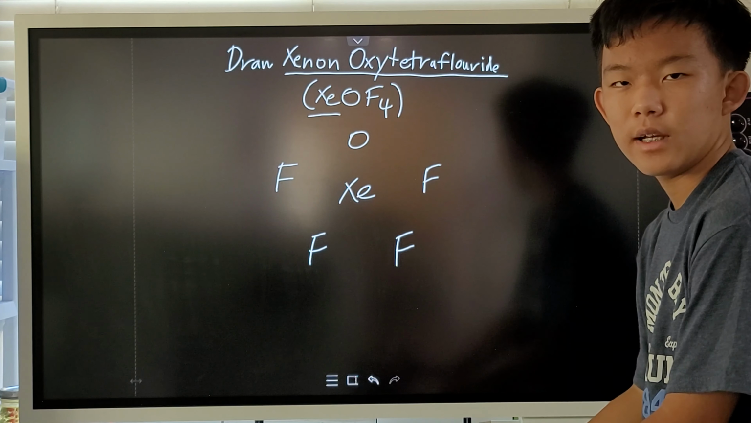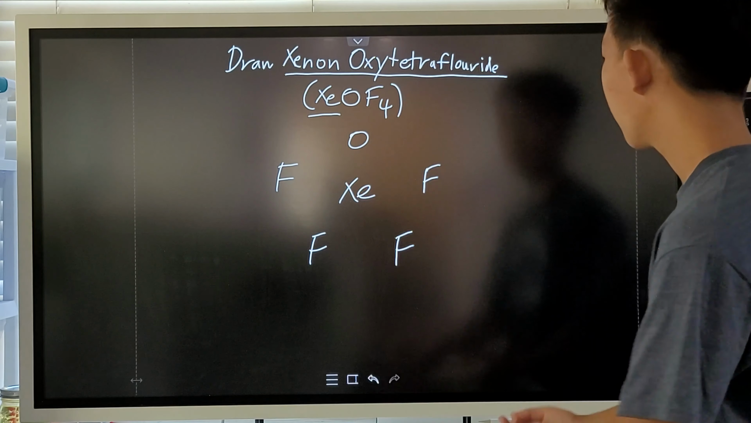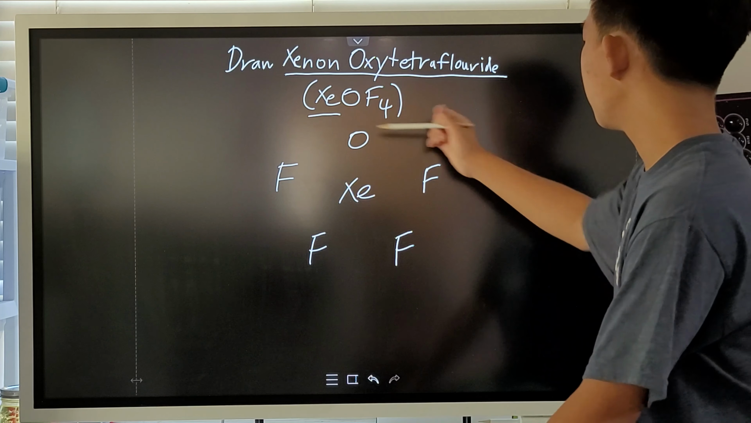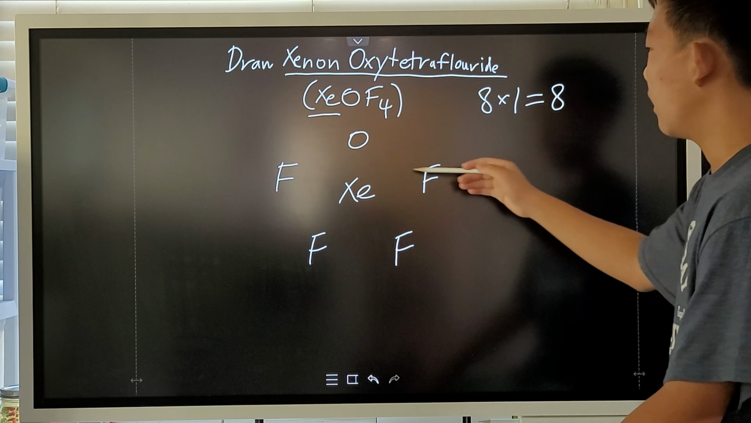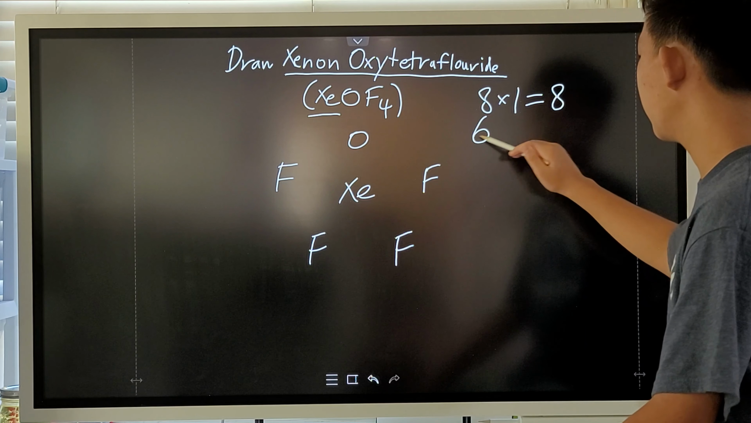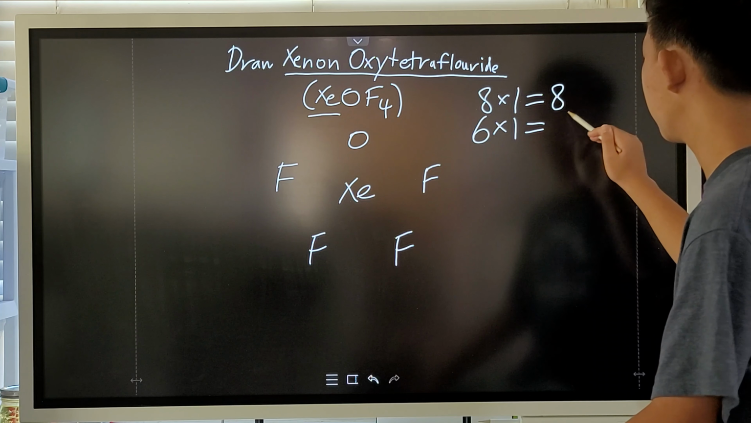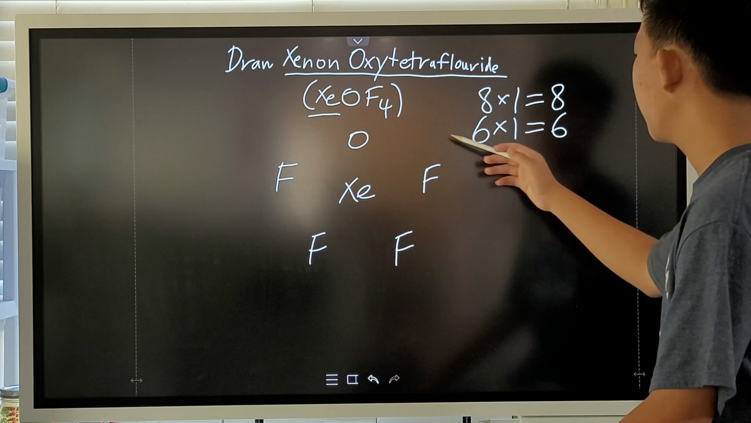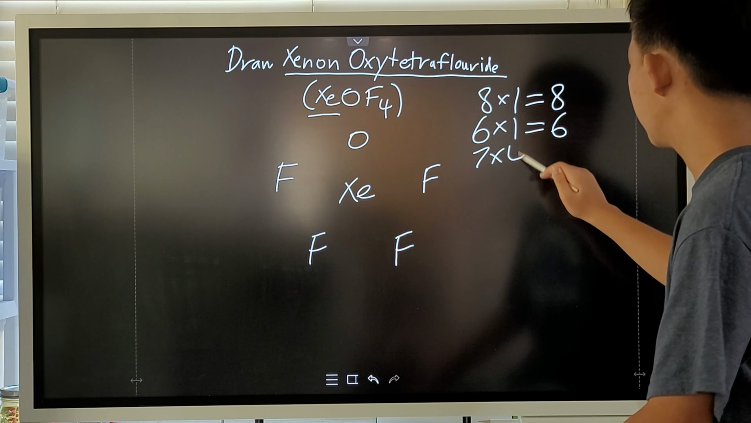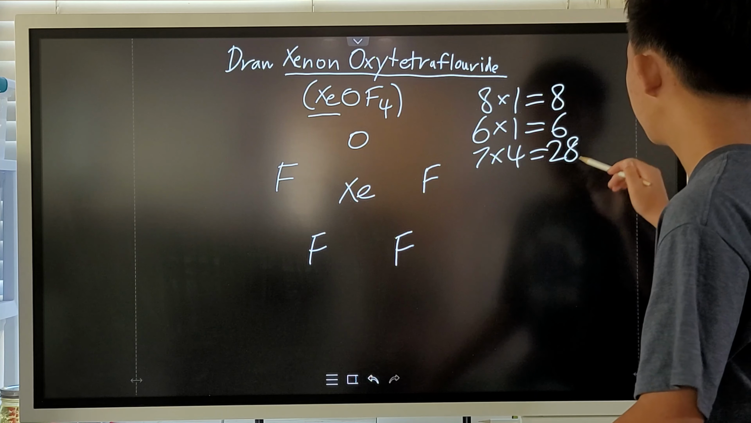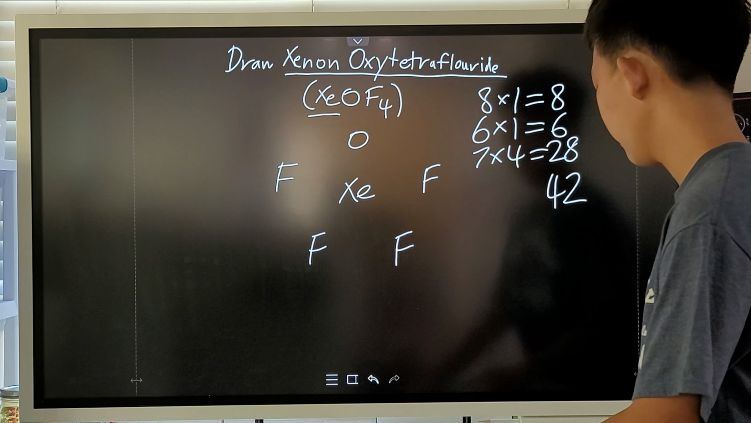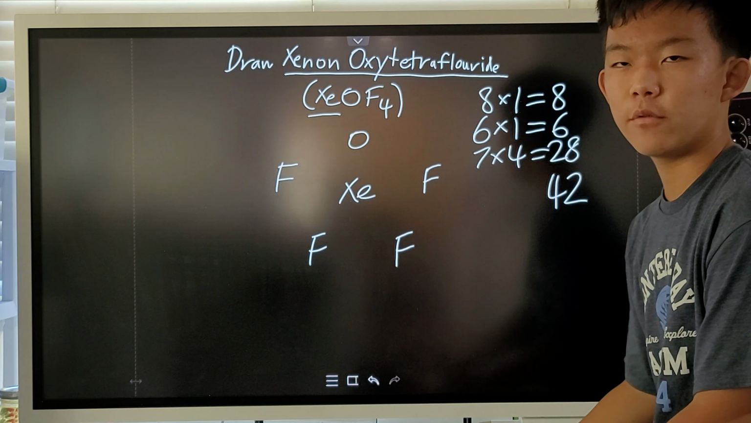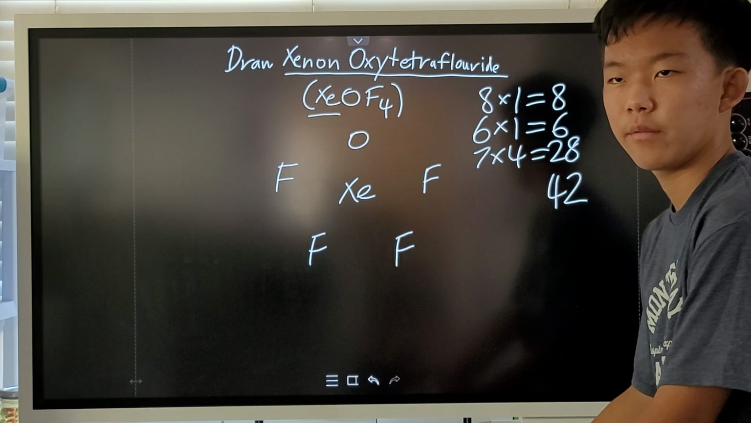So now let's add some valence electrons up. Xenon as a noble gas will have 8. 8 times 1 is obviously 8. Oxygen, pretty sure I have it memorized by now, 6. 6 times 1 equals 6. Fluorine as a halogen will have 7. 7 times 4 equals 28. And add them all up and you get 42. So we have 42 electrons to spend on bonding.